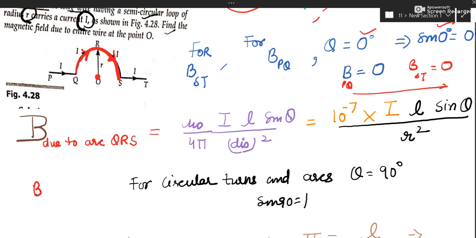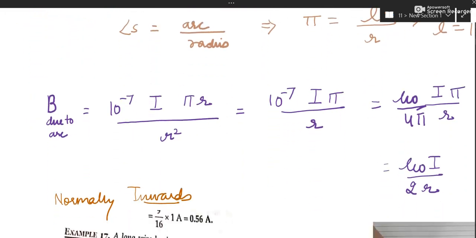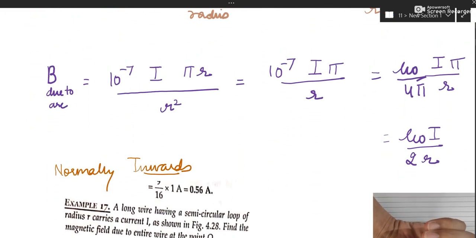Now we know the magnetic field at center due to the full loop. It's mu naught I by 2r. This is magnetic field at the center due to full loop. And now due to half loop, that is due to semicircular loop, it will be half of this. So it will be mu naught I by 4r. So this will be your answer. Mu naught I by 4r. Yeah, it is 4r.